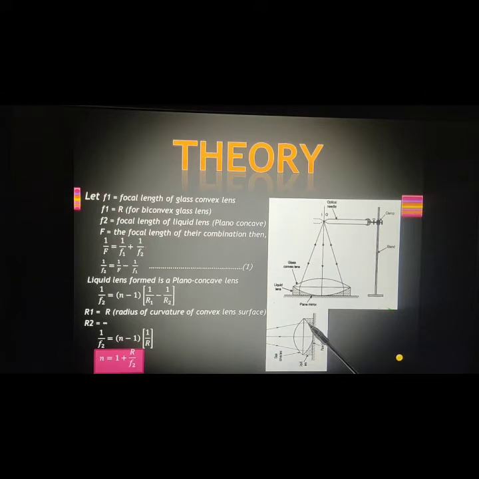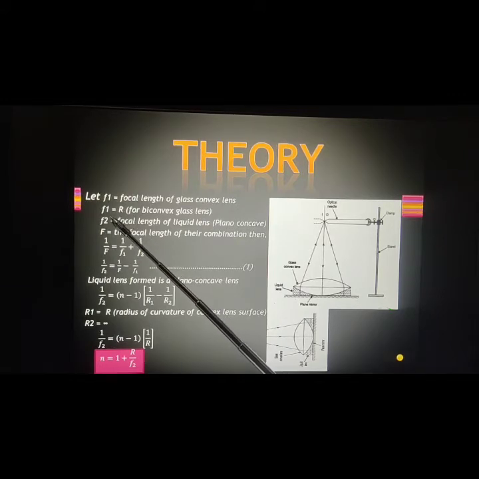So it meets this surface first from the object when light rays are traveling. So the radius of curvature of this surface is equal to R1. Now note that this R1 is nothing but the radius of curvature of the biconvex glass lens, whose R is equal to its F1.